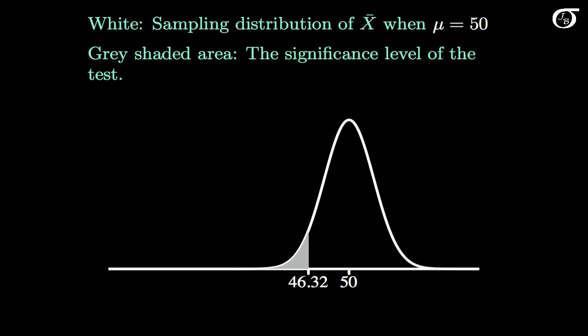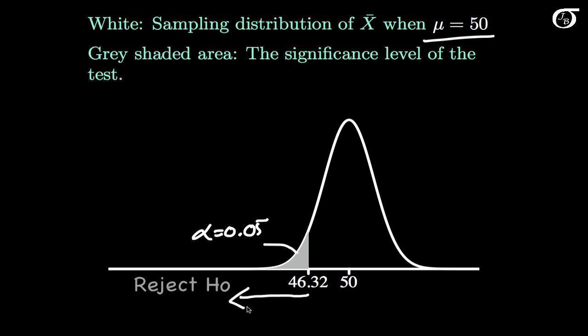Here's what this looks like visually. The white curve represents the sampling distribution of x bar when the null hypothesis is true. And we are rejecting over here in this left tail, putting our entire alpha value of 0.05 in this left tail. And we're rejecting the null hypothesis if the sample mean takes on a value less than or equal to 46.32.